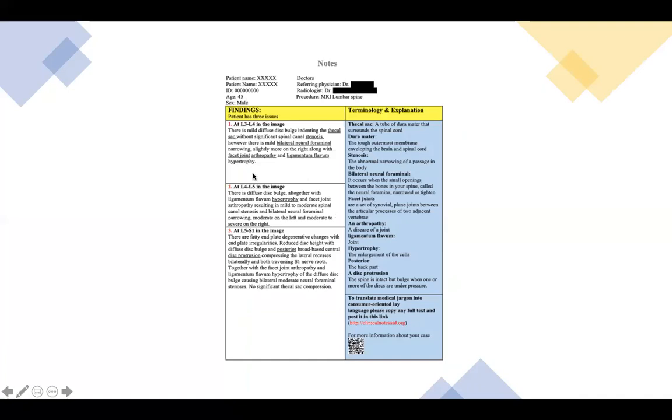And here are the report interpretations. So for the radiology, this is just a design. This is not the final outcome, it's just a design that I tested. When the radiologist writes his report, any medical term will be translated directly to the right side with the terminologies. But if the patient still doesn't understand, there is a link here that we can provide with a barcode or something like that, which can convert the medical jargon into consumer-oriented lay language. I mean, from hard language to easy language.